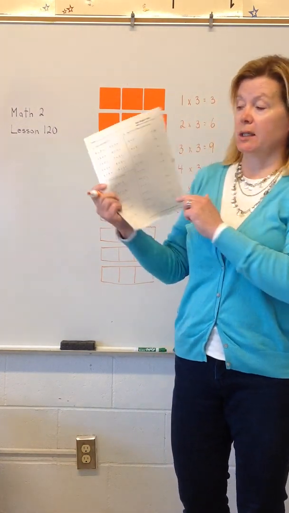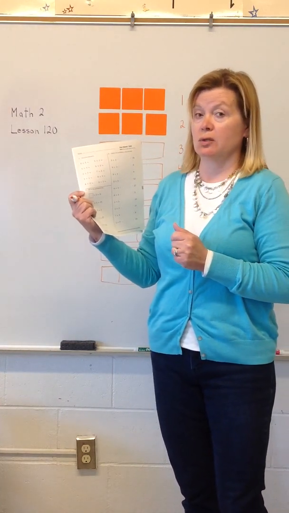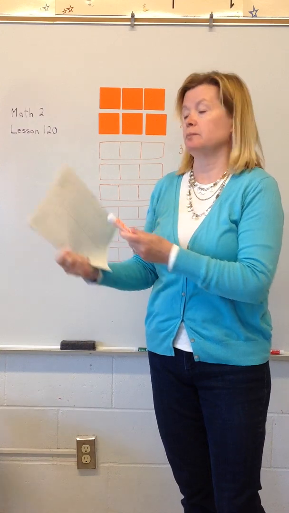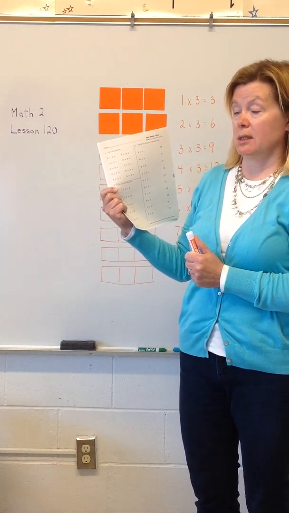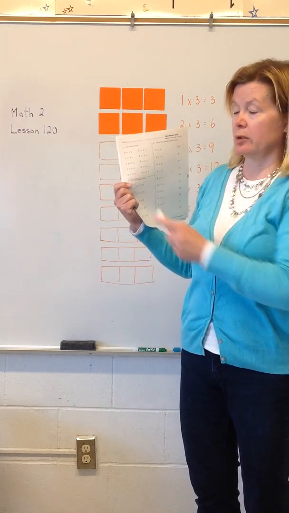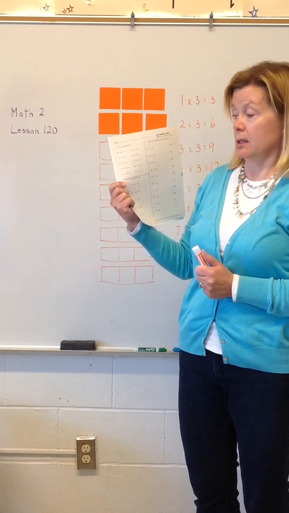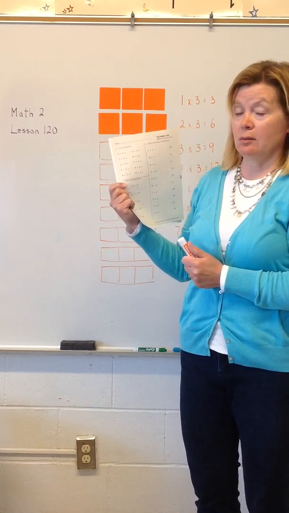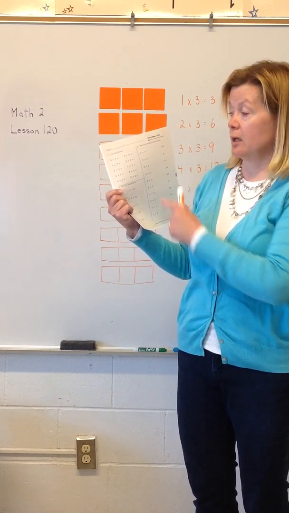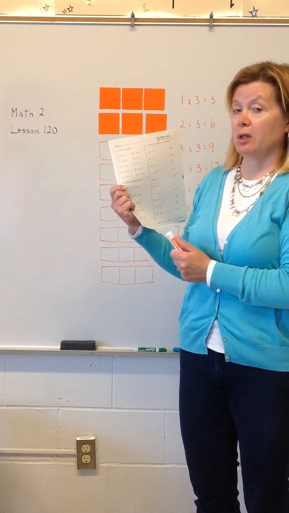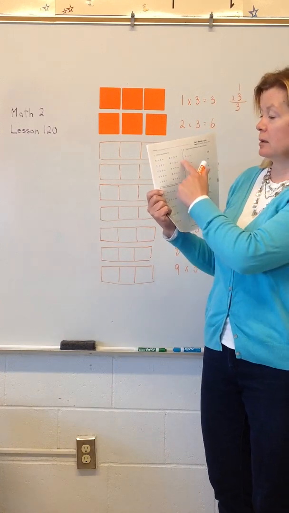All right, look at section 1. Fill in the products. So let's read them together and say the answers. 0 groups of 3 is 0. We'll go down. 1 group of 3, 3. 2 groups of 3, 6. 3 groups of 3, 9. 4 groups of 3, 12. 5 groups of 3, 15. 6 groups of 3, 18.